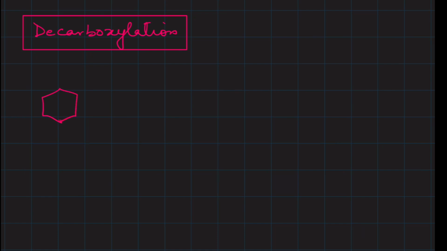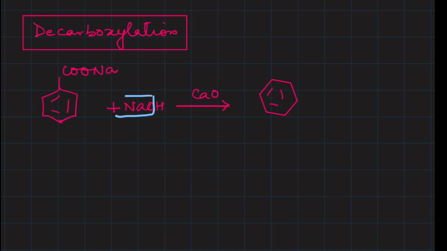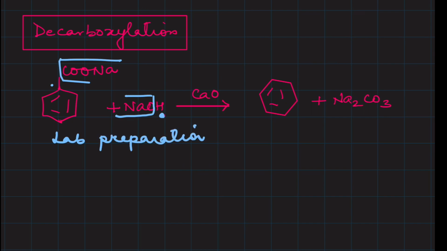We take the sodium or potassium salt of benzoic acid, treated with soda lime. Soda lime is nothing but a combination of NaOH in the presence of calcium oxide. It decarboxylates to give you Na2CO3 and benzene. This hydrogen is placed on this carbon, so this hydrogen will be placed here to give you a benzene ring. This is also the lab preparation of benzene.